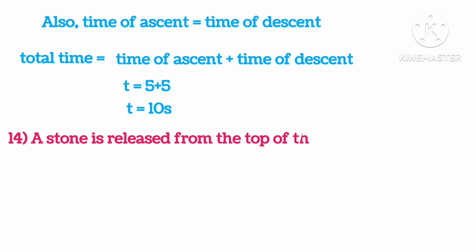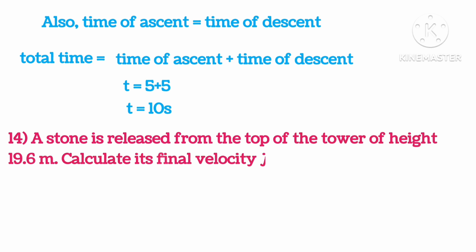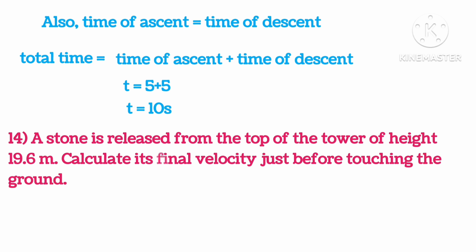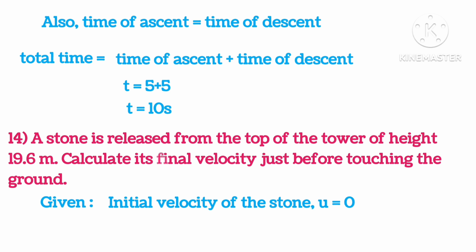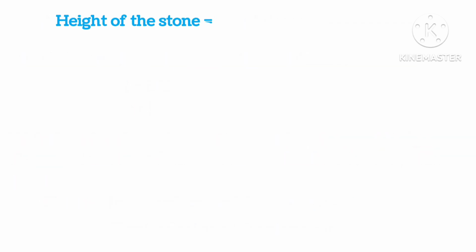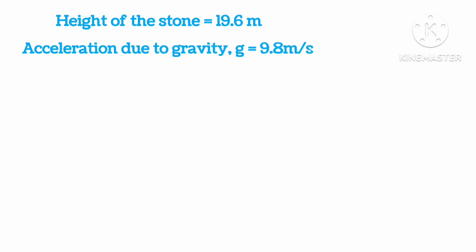A stone is released from the top of a tower of height 19.6 meters. Calculate its final velocity just before touching the ground. Now, given the initial velocity here is 0, final velocity of the stone is v. Height of the stone is given as 19.6 meters. Acceleration due to gravity is 9.8 meters per second squared.